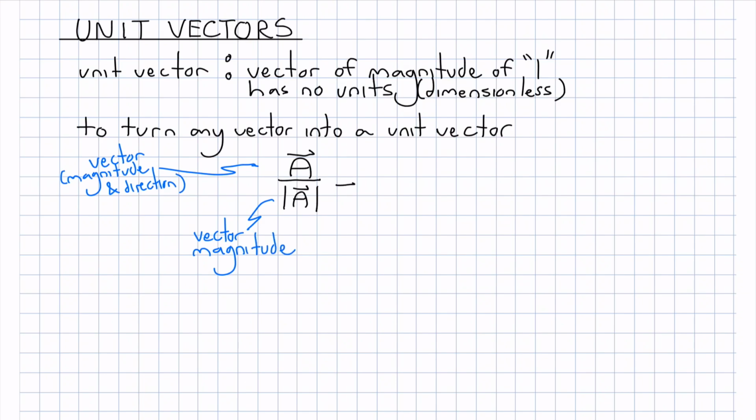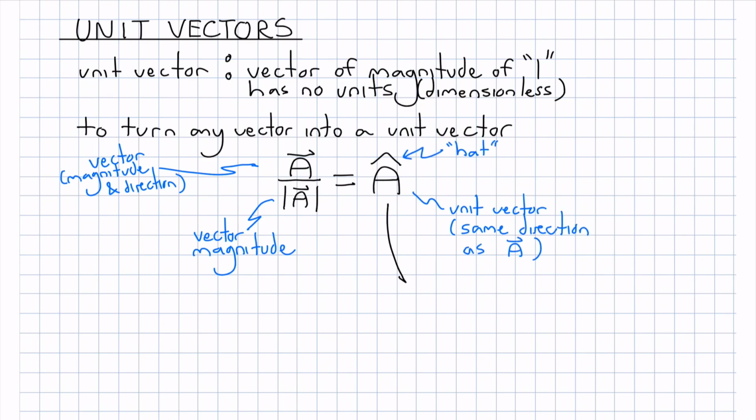To signify that it's a unit vector, we call it A with a little hat-shaped thing on top. So we actually call it A hat. And it's this little hat on top that signifies that we have a unit vector. So to sum up, we call it A hat with the little hat-shaped symbol on top. We have now defined a unit vector in the same direction as A.